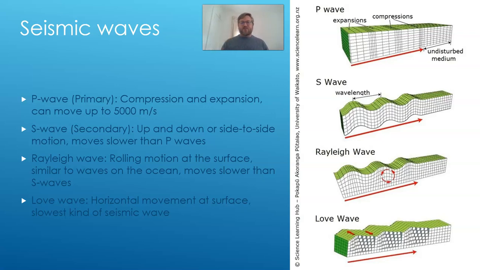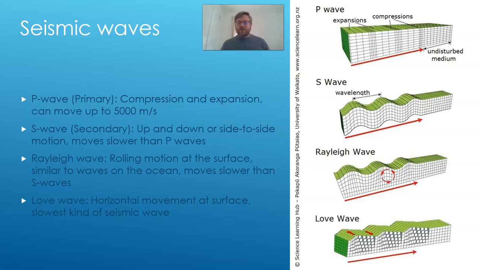Then you get the Rayleigh wave, which is a rolling motion at the surface. And you can compare this to waves on the ocean. So on the ocean, right, the water in those waves isn't actually going anywhere. It's just going up and down in one spot. And so that's what the Rayleigh wave does to the Earth. It just circles it around like a wave on an ocean. That's moving slower than the S wave, so that'll hit you third.